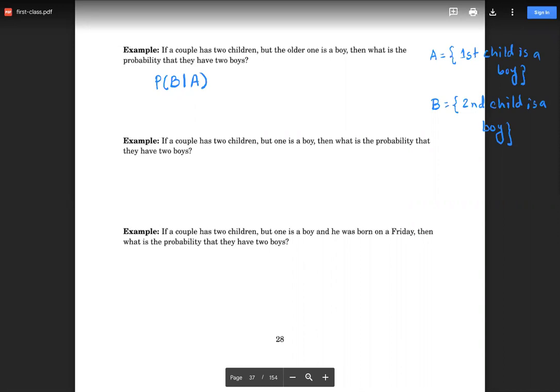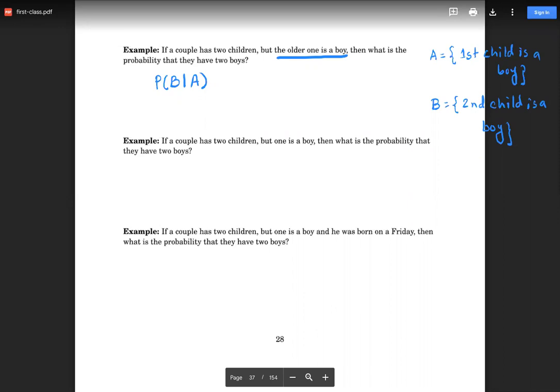If I formulate this problem in probabilistic notation, what you are looking for is the probability of B, given that A has happened. What it means is that the older child is a boy. That's what you're looking for. So what is the probability of event B given that event A has already happened? That's what the question is asking.